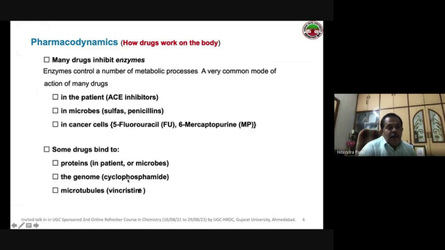So, these are the important terms for this pharmacodynamics, where we have to check the efficacy with the specific targets, and we also have to see how the drug molecule binds together with which kind of targets. It may be a protein or genome or microtubules.